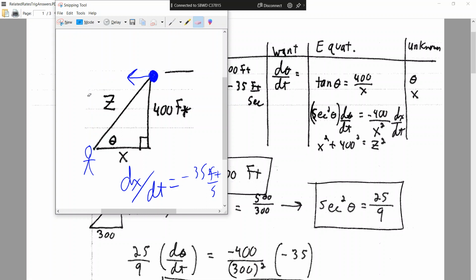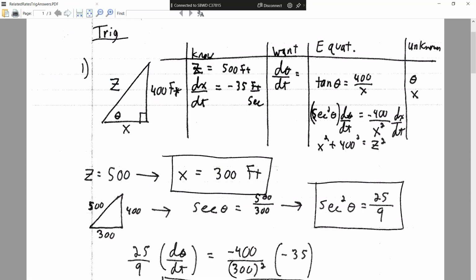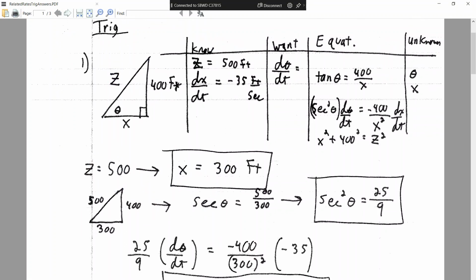I'm asking you how fast theta is changing, so I'm looking for d theta/dt. We need to link theta to what we know the rate of change of, x. I think the best way to do that is tangent, because I know 400 is not changing. We all good? Anyway, I'm just going to walk through this one. The rest are all very similar.